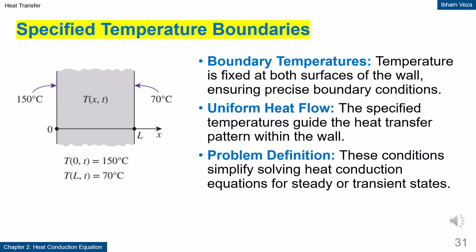Specified temperature boundaries. In this type, the temperature is specified exactly at both surfaces. The temperature distribution inside the material must adjust to these values. This type of problem is often called a Dirichlet boundary condition. Such conditions are commonly found in walls in contact with constant temperature reservoirs. The solution is usually relatively simple.